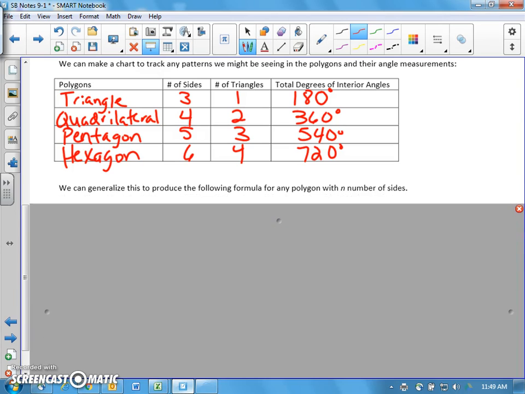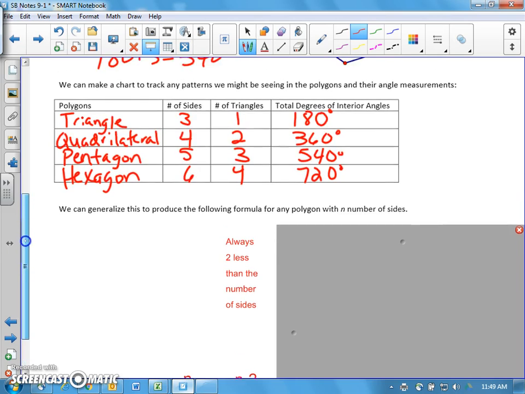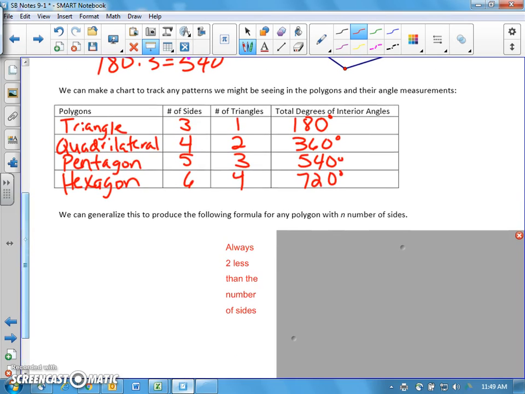So we look at our patterns here, and I want you to look at the number of sides and the number of triangles and see if you can identify what's happening. Hopefully what you're noticing is that the number of triangles that you form is always going to be 2 less than the number of sides that you have. 3 minus 2 is 1, 4 minus 2 is 2, etc.